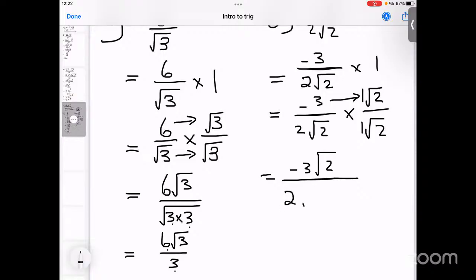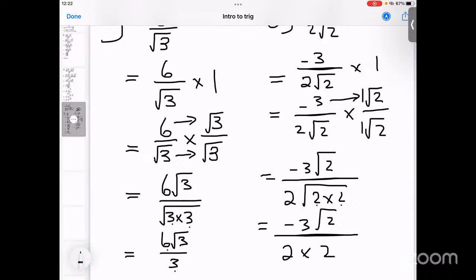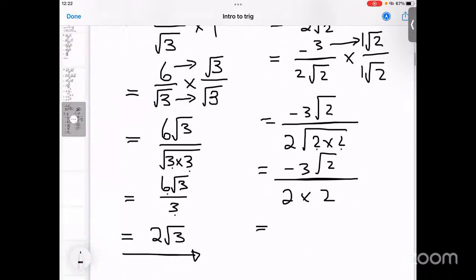You end up having negative 3 square root of 2 over, definitely you have 2 that will multiply. This times this is 4. Square root of 4 is 2. So that means you end up having that, whereby you can therefore say this is now what you have, and that times that is 4. Then this should be the end of it, honorable member.